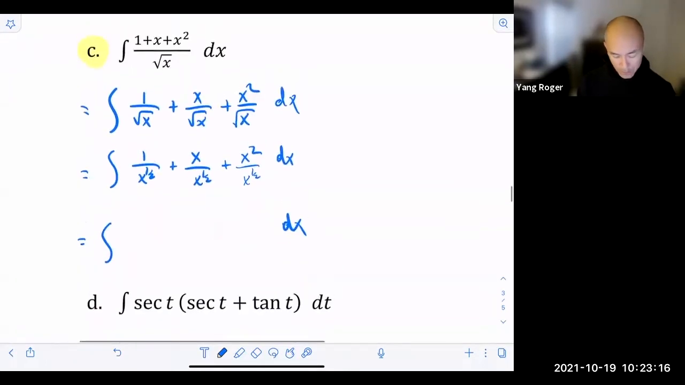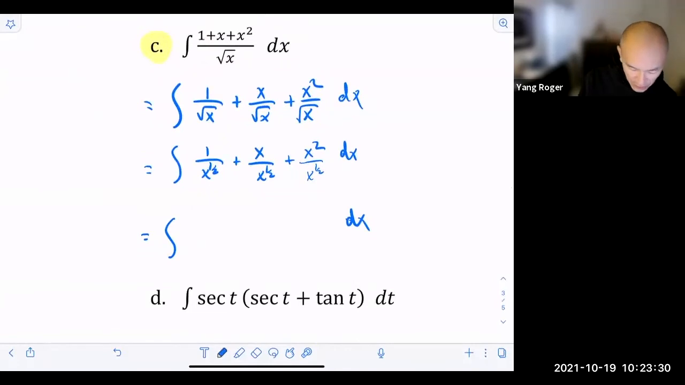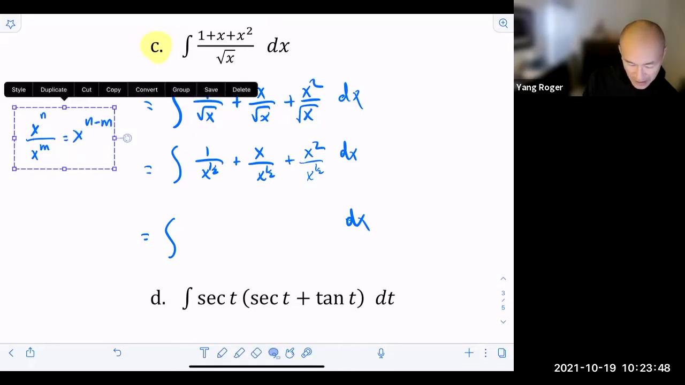So first thing we did was we separated it. We took the common denominator and split it up into 3 fractions. Then I converted the radical to exponential form. And then next, I'm going to use the fact that if you have x to the n over x to the m, that's the same thing as x to the n minus m. So I'm going to use that fact.